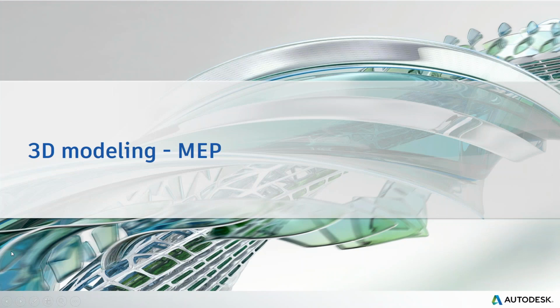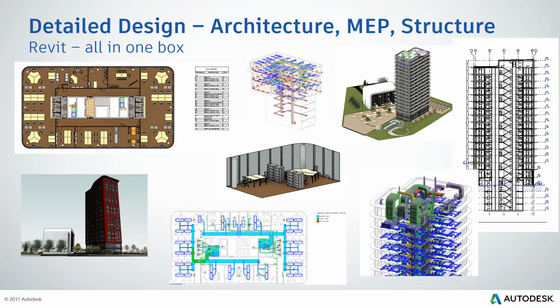And now I want to move further, because in fact I was talking about designing buildings, but now let's have a look at the MEP part. So obviously we can also create MEP, because what we are offering is in fact Revit, and we call it all in one box. Which means in Revit we have not only the architecture part, which you have just seen, but we also have the part which is related to MEP and structural design. So at this point I will cover this MEP part.